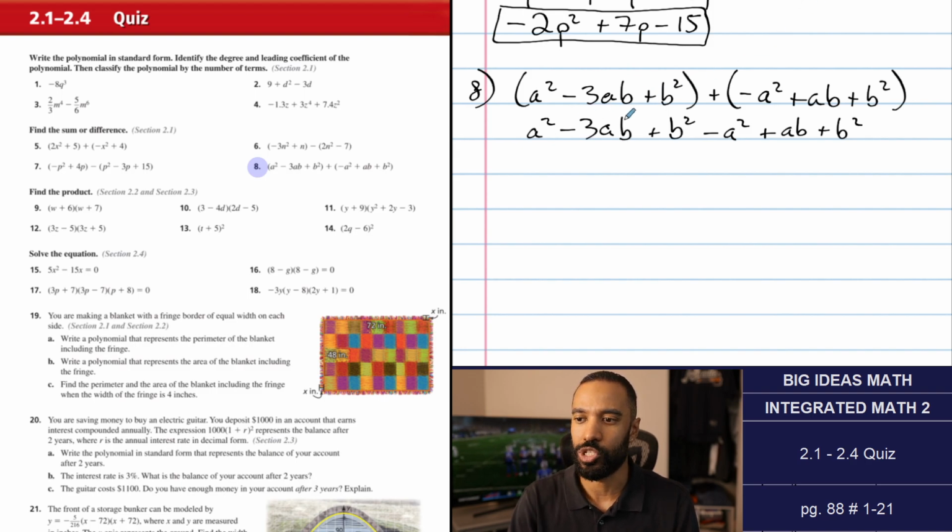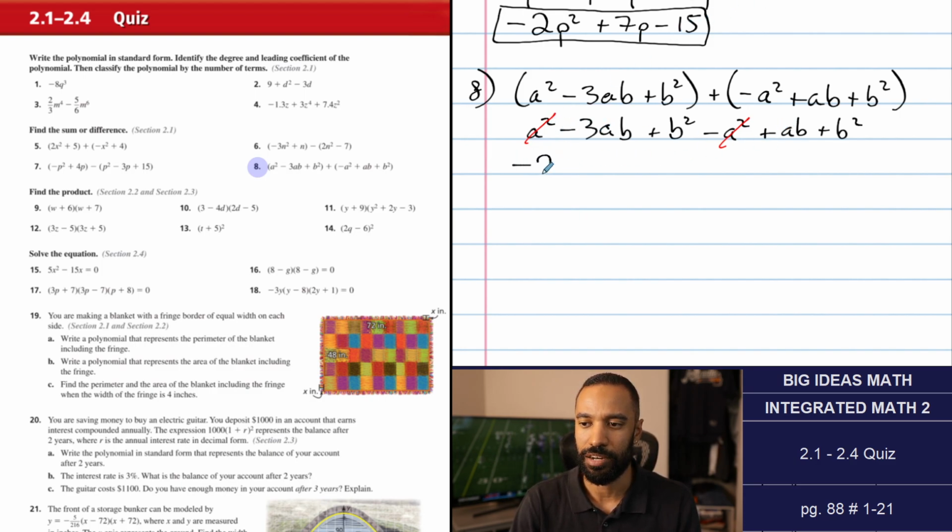This time I do have an a squared minus a squared, and that does become 0. A squared minus a squared is 0. I have a negative 3ab plus 1ab, which is negative 2ab, and b squared plus b squared is 2b squared. So that's my final result.